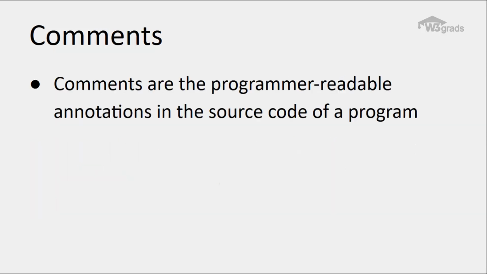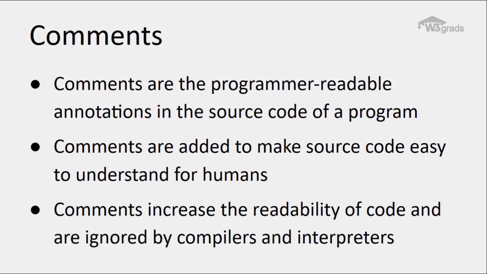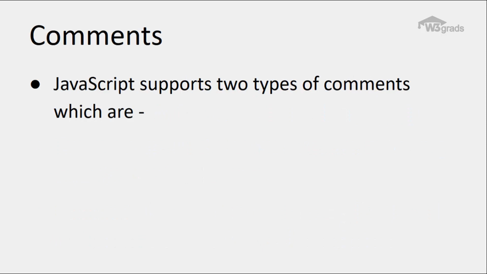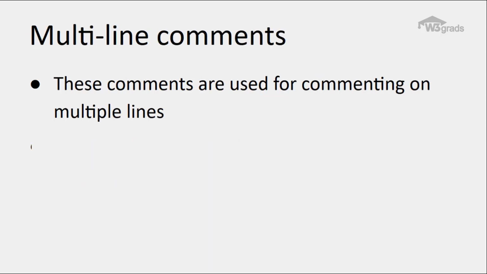Another one is comments. Comments are programmer-readable annotations in the source code of a computer program. They are added to make the source code easy to understand for humans. They increase the readability of code and are ignored by compilers and interpreters. JavaScript supports two types of comments, which are multi-line and single-line comments. The multi-line comments are used for commenting on multiple lines.